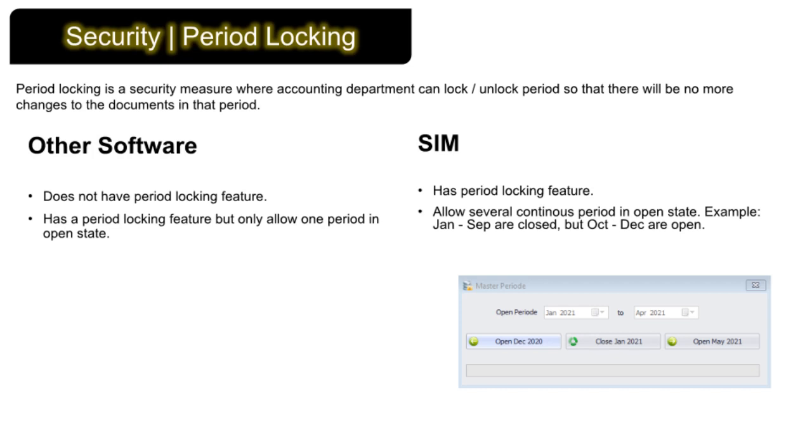When must a period be closed? Well, it is normally after all transactions in that period are entered and the accounting department has already calculated its general ledger. If you use production, then you must make sure all job orders are completed and COGM calculation is done. Other software may not have this feature, or have this feature but only allow a single open period.